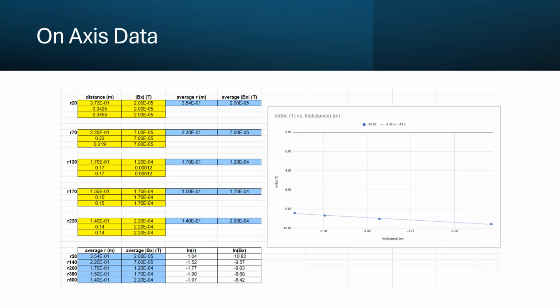Now here is our data for the on-axis portion of the lab. On the left here, you can see the distance of the bar magnet from the magnetometer chip and the approximate magnetic fields at these distances. This checks out with the distance dependency formula, because in the graph you can see that as the distance gets further away, the magnitude of the magnetic field gets lower, which corresponds with the distance dependency formula like I just mentioned.